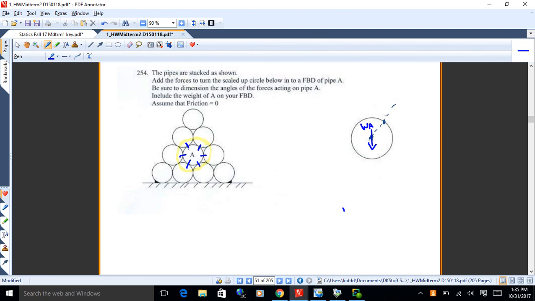Because the two things that cause forces are body forces, which for us is gravity, which leads to weight, and then the other thing is physical contact. There has to be contact to get forces.